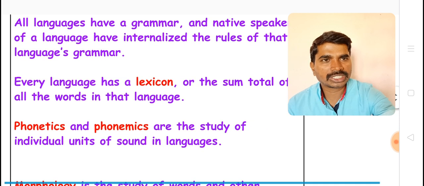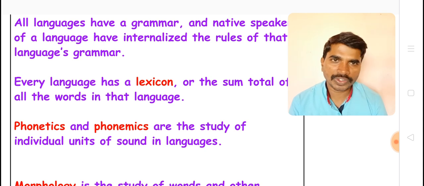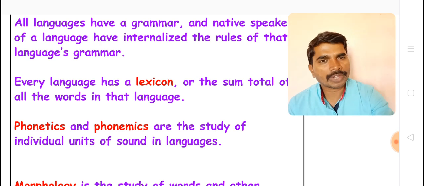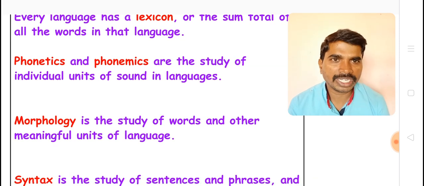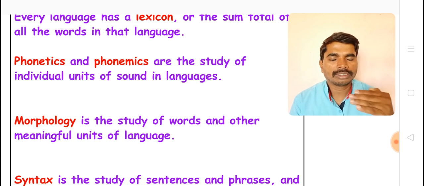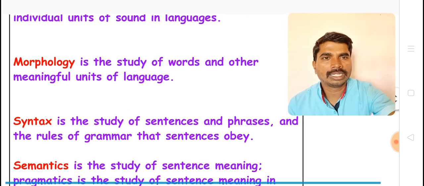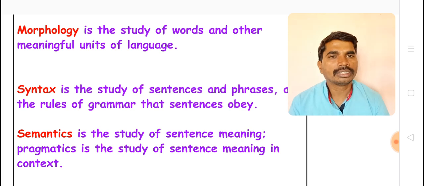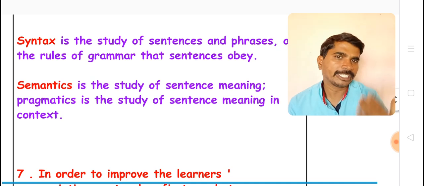Every language has a lexicon. Lexicon means vocabulary, so it's part and parcel of language. Phonetics and phonemics are the study of individual units of sound. They are part of the language. Morphology is the study of words and other meaningful units of a language. Morphology studies words and their meanings, whereas syntax is the study of sentences and phrases, and it studies the rules of grammar which sentences obey.